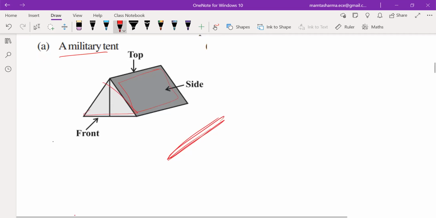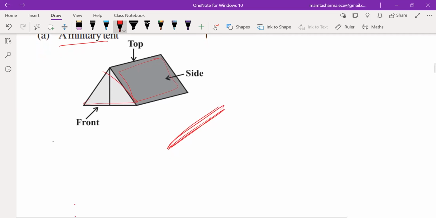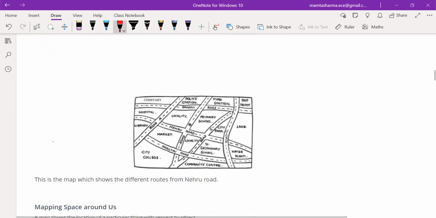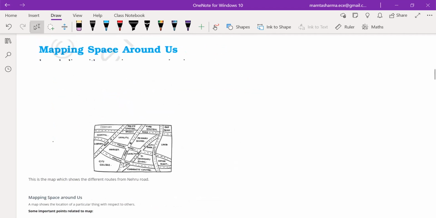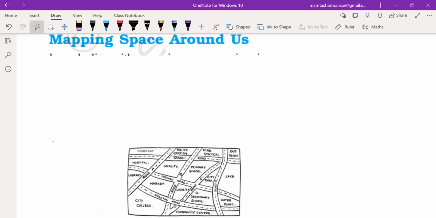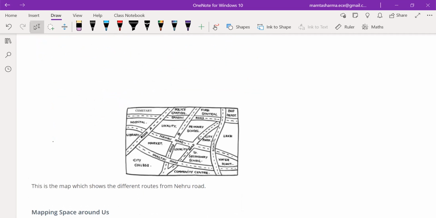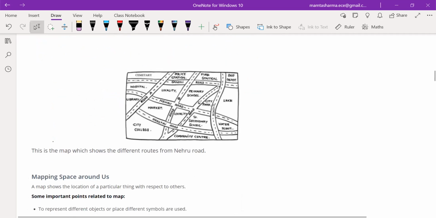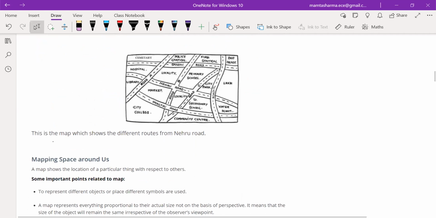From the top you will see only line. Now see, mapping around us. Have you ever seen the Google Map? All of you are aware how the Google Map looks, right?